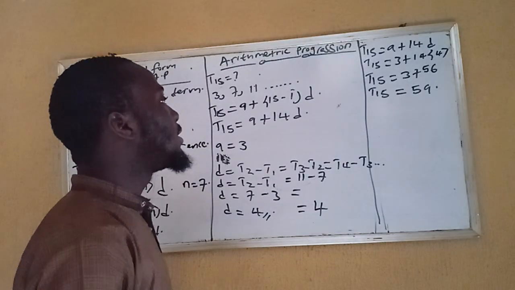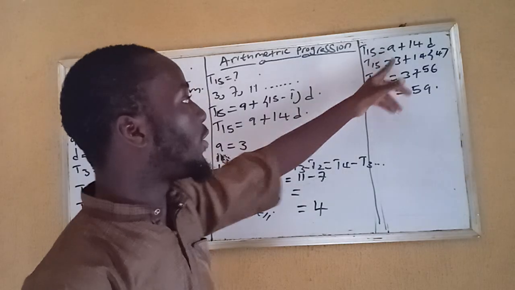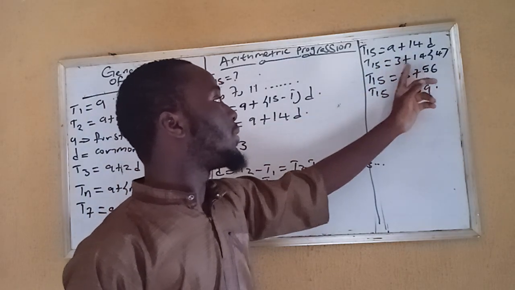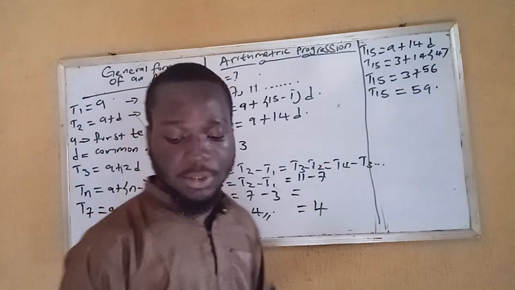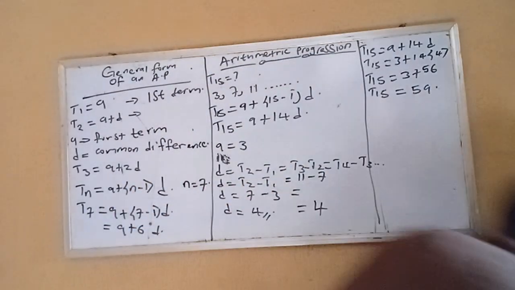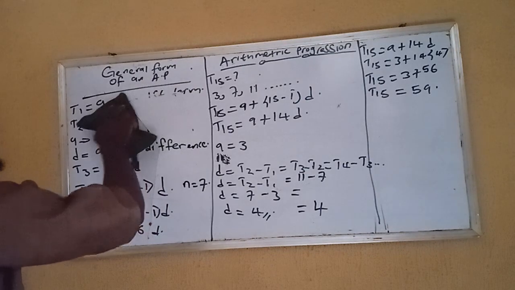So, getting our A and our D, we move to find T15 using the formula A plus 14D. Then we substitute the values for A and D. A is 3, D is 4. 3 plus 14 times 4, which is 3 plus 56, which is equal to 59. That's for that. Are you guys getting me? So now, let's continue. Let's take another question.